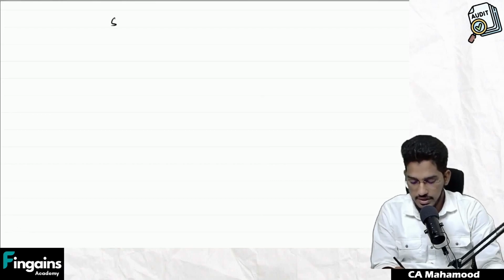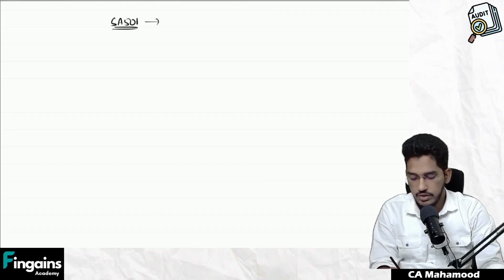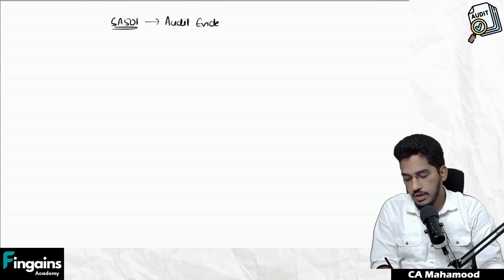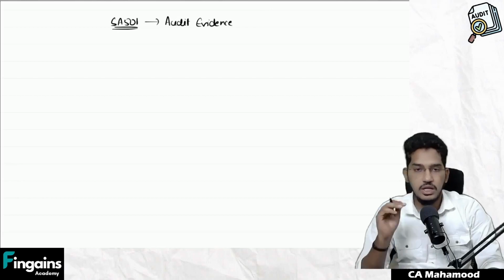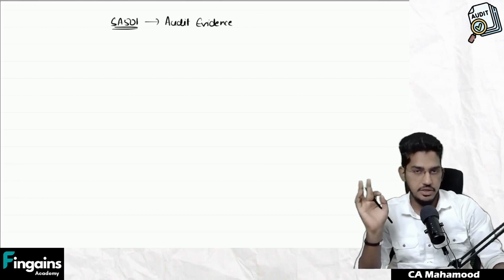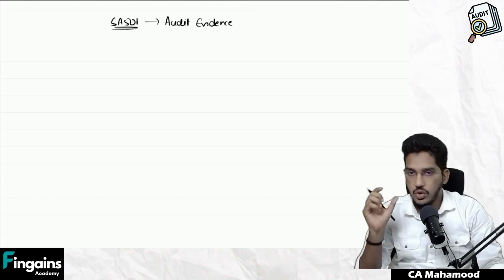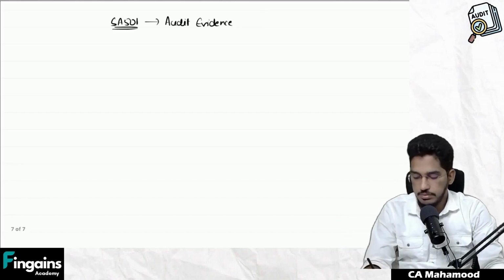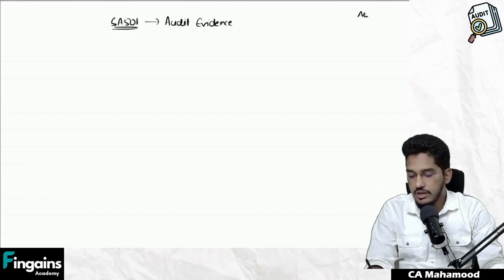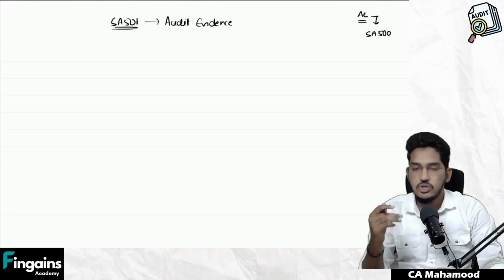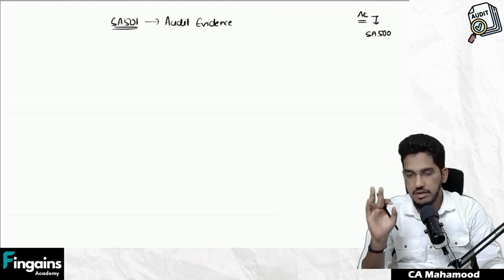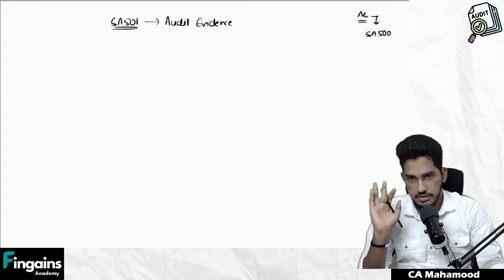SA 501 is a standard. From the title, one thing is very clear: this standard is going to talk about audit evidence. But you all will say, sir, we have already covered a standard regarding audit evidence. When we understood the audit documentation and audit evidence chapter, whatever content we discussed regarding audit evidence has actually been taken from SA 500. I already mentioned that SA 500 is going to talk about audit evidence.